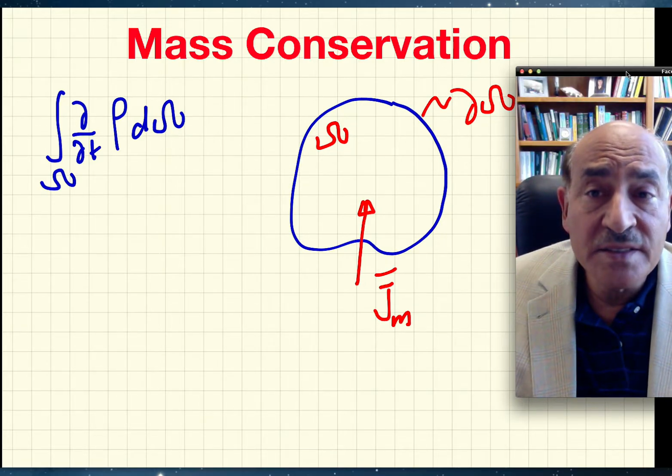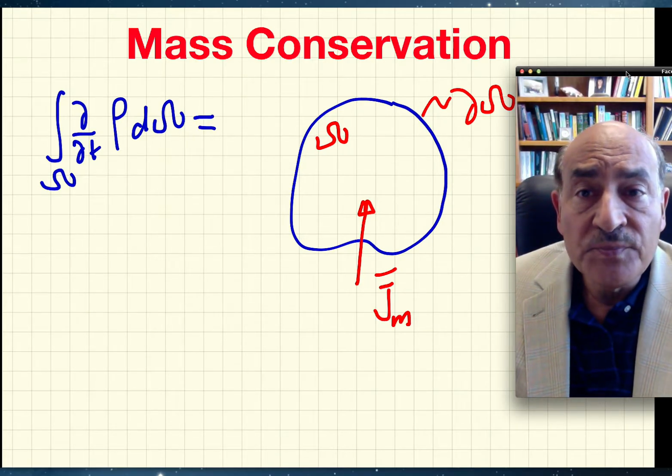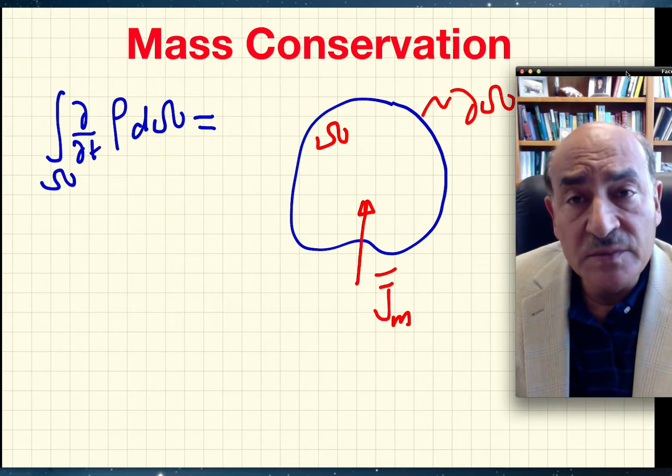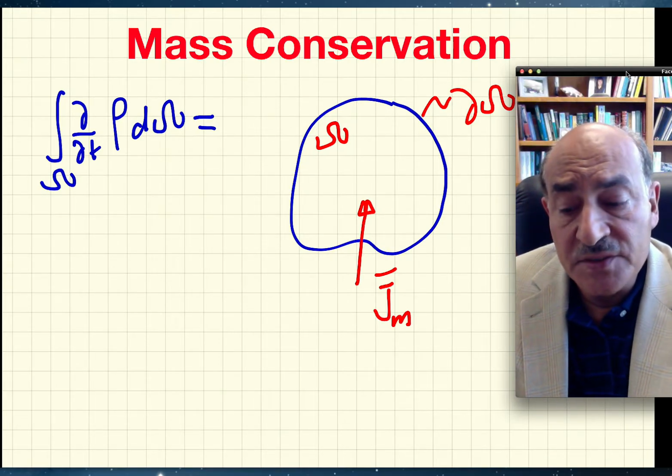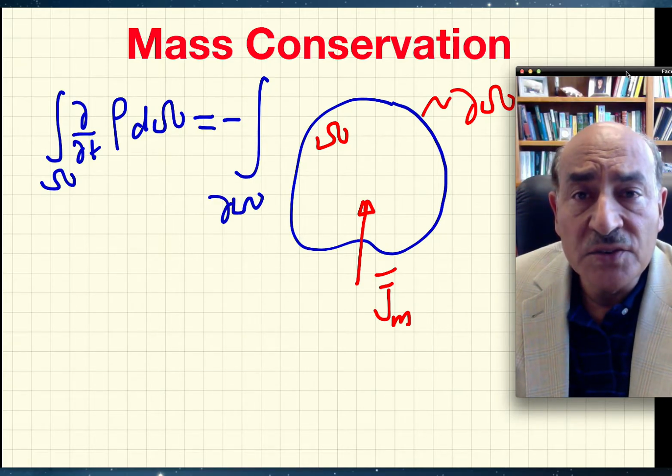If we have a flux of matter that is going out, then this rate of change is going to be negative. So if this rate of change is changing, it will be decreasing, negative. So it will be negative the integral over the surface now of the flux of matter that goes out.